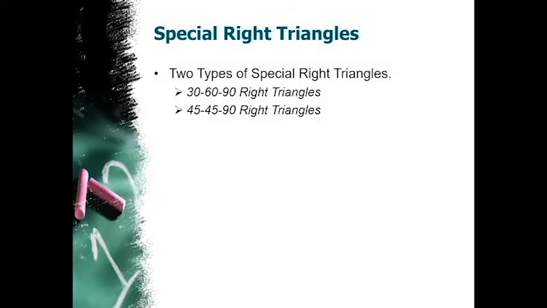There are two types of special right triangles we'll be focusing on in this lesson. The first one is called a 30, 60, 90 right triangle. The second one is called a 45, 45, 90 right triangle. They are named according to the angles involved in the triangle.